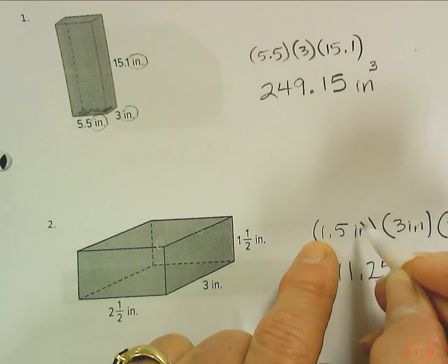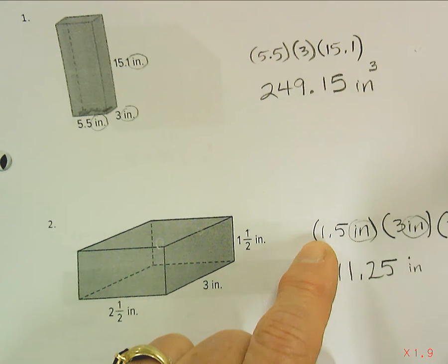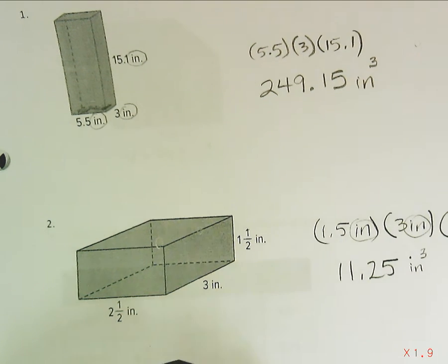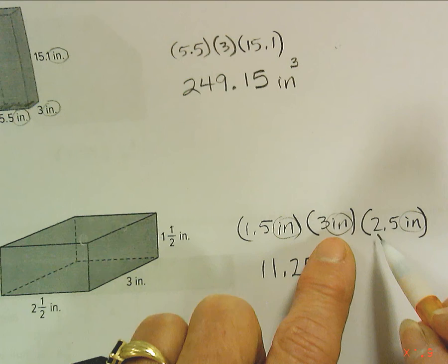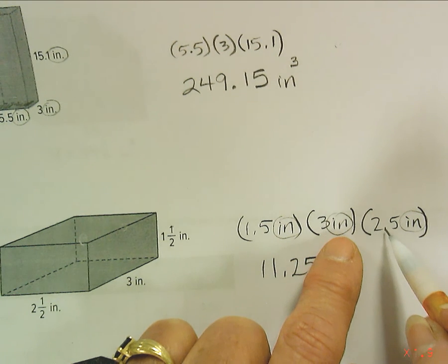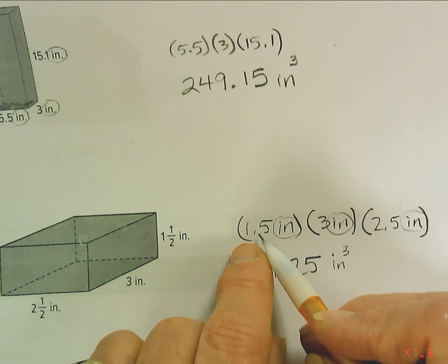All right. And how many times did you multiply inches together? 3 times. So it's going to be 11.25 inches cubed. Wait, wouldn't the 1.5 be the height? It is, yes. So these two right here, the 3 times 2.5, that's the area of the base. And then it gets multiplied by the height.